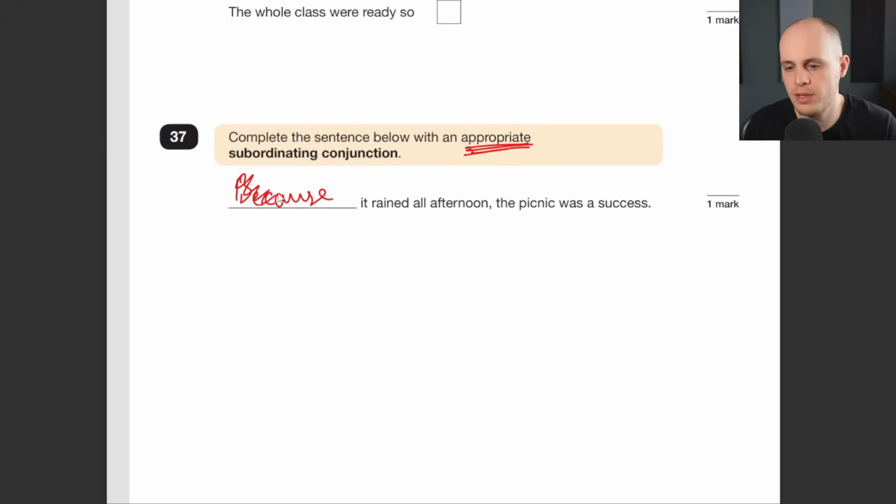It says, it rained all afternoon. The picnic was a success. You wouldn't normally attribute a successful picnic with raining, right? So clearly I need one of those conjunctions that actually shows opposites. So I'm not going to use because anymore. I'm going to use a different word. I'm going to use although. Although also means despite the fact that. Although it rained all afternoon, the picnic was a success. So although this bad thing happened, this good thing still happened. So it shows opposites. Because doesn't do that. So be careful with that.